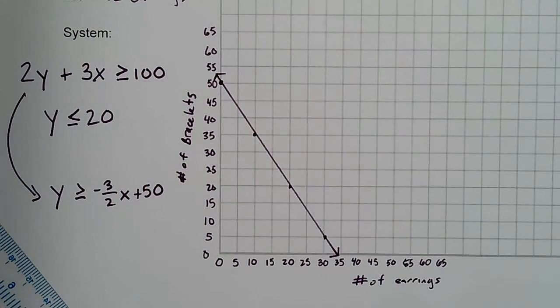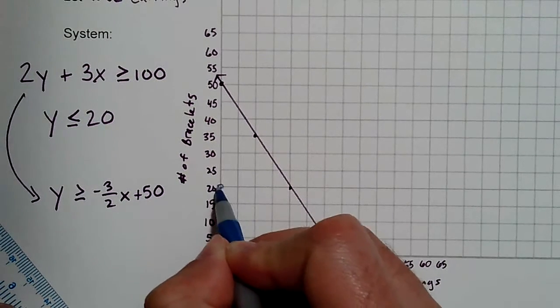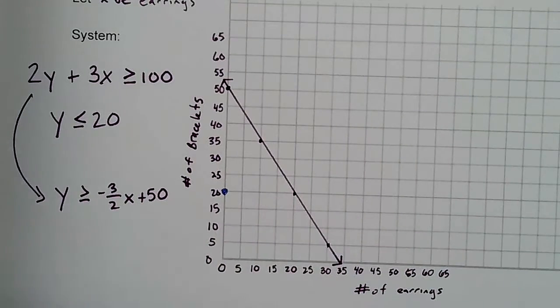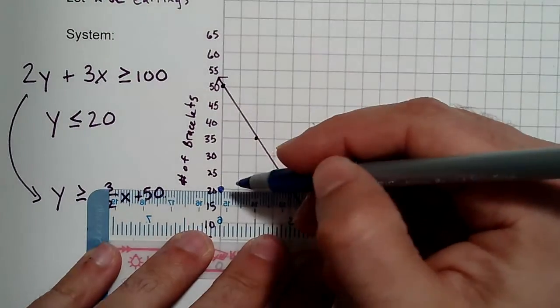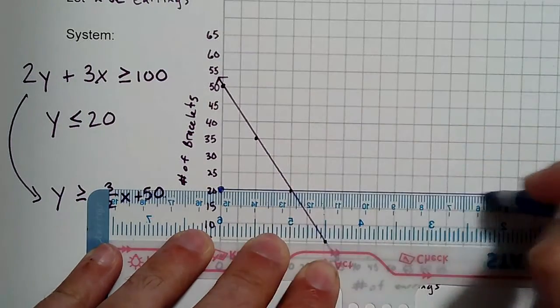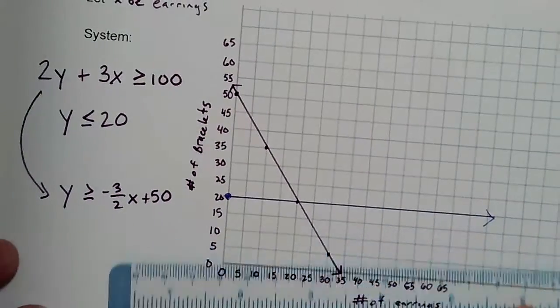All right, and our next one, y is less than or equal to 20. Our bracelets are less than or equal to 20. So I'm going to go to y, bracelets, 20. It's a horizontal line. Every y is 20, and it's going to be solid again. Okay, so I have my two lines.